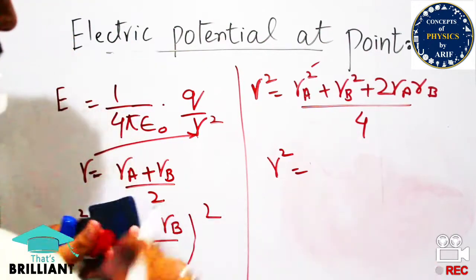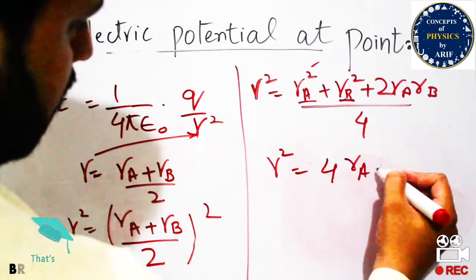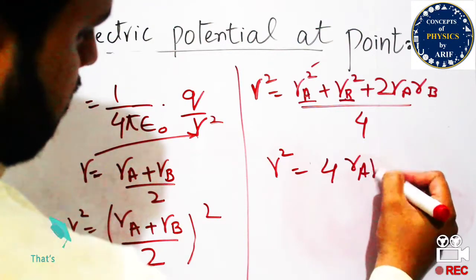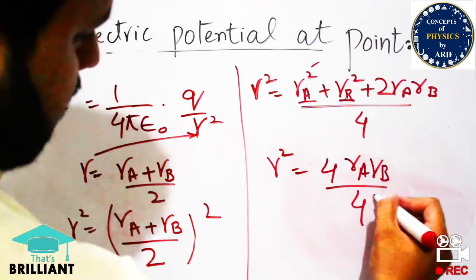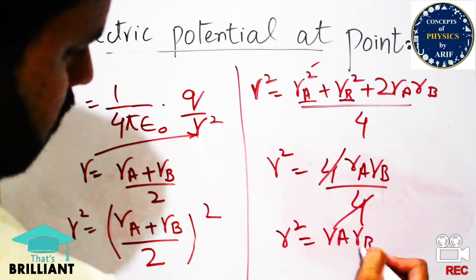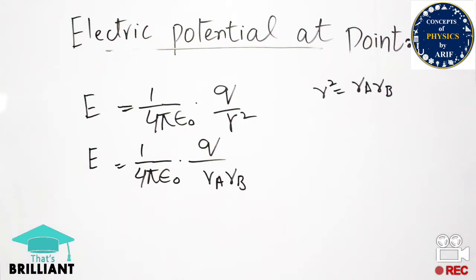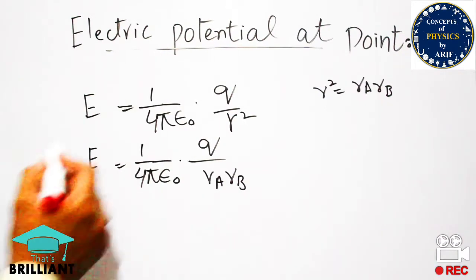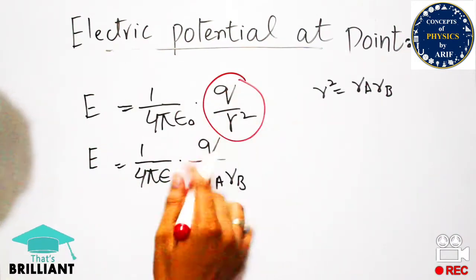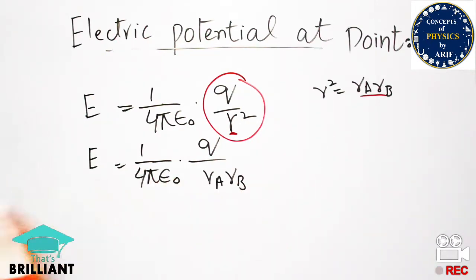So r square will be 4 into RA RB over 4, because the upper terms are 4 terms in the form of square, and we can write it as RA RB. So the r square value is RA RB, and we can replace this value in this expression. We know that E is equal to 1 over 4 pi epsilon naught q over r square, and we know the value of r square is RA into RB, and we will replace this value in this expression.